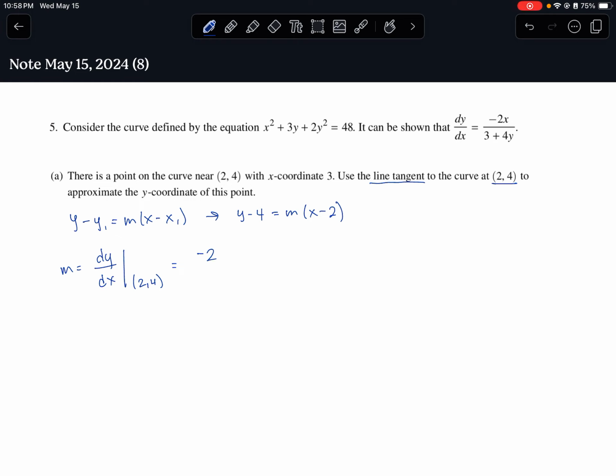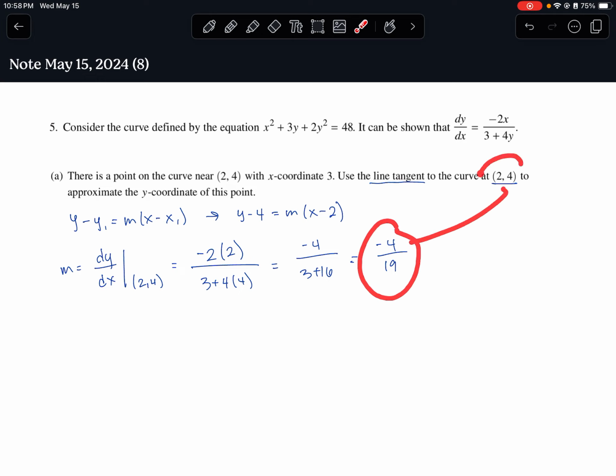So negative 2 times 2 divided by 3 plus 4 times 4. So we got negative 4 on top. We got 3 plus 16 here. So we got negative 4 over 19 as our slope. So this is the slope of our tangent line at this point on the curve.